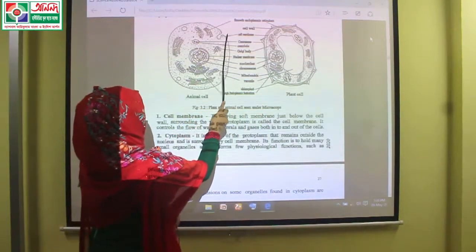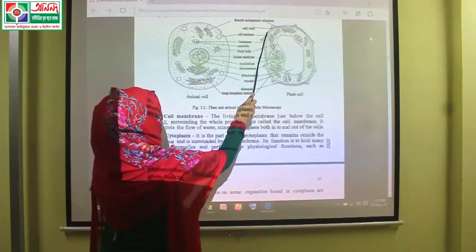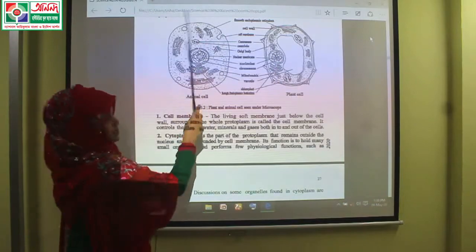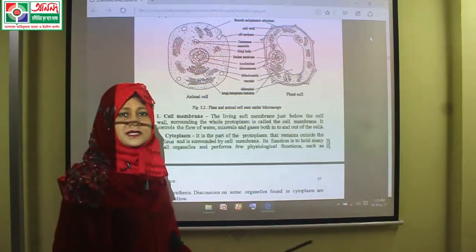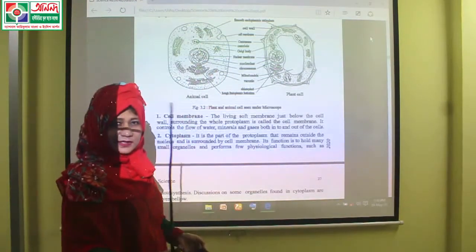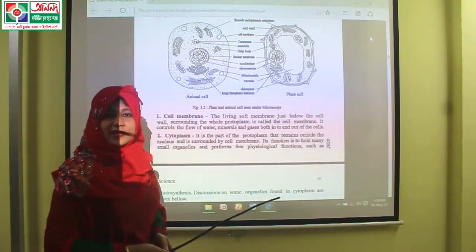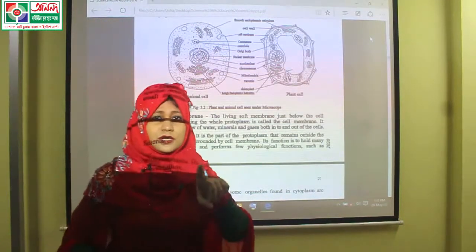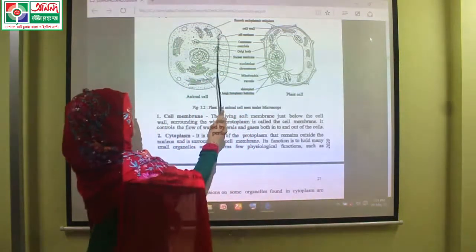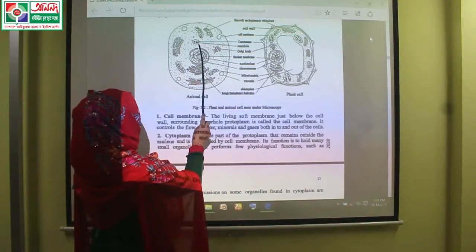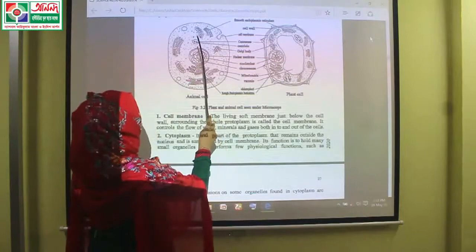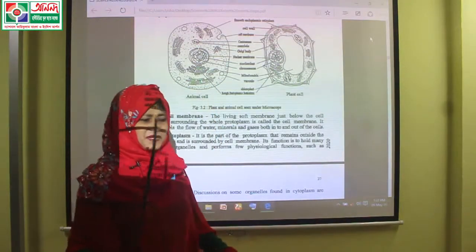Now this one is the cell membrane, this one is the cell membrane, and the outer one is the cell wall. After that, what is this? The round structure is known as the centrosome. Inside this there are two dot-like darker things. These two are known as centrioles. So in the centrosome there are two centrioles. First one, cell membrane. After that, centrosome, and inside the centrosome two centrioles, and this one is smooth endoplasmic reticulum.